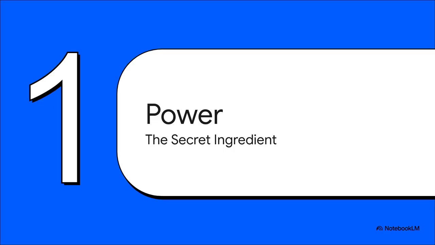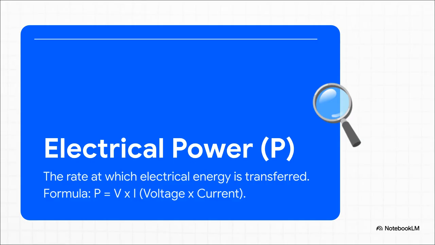Yep, electrical power. It's basically the engine driving every single appliance you own. It's the thing that tells us how quickly your kettle or your TV or your game console is gobbling up electrical energy. So how do we actually measure this stuff? Well, there's a simple but really powerful formula for it. Power equals voltage times current, or as you'll see it, P equals V times I.